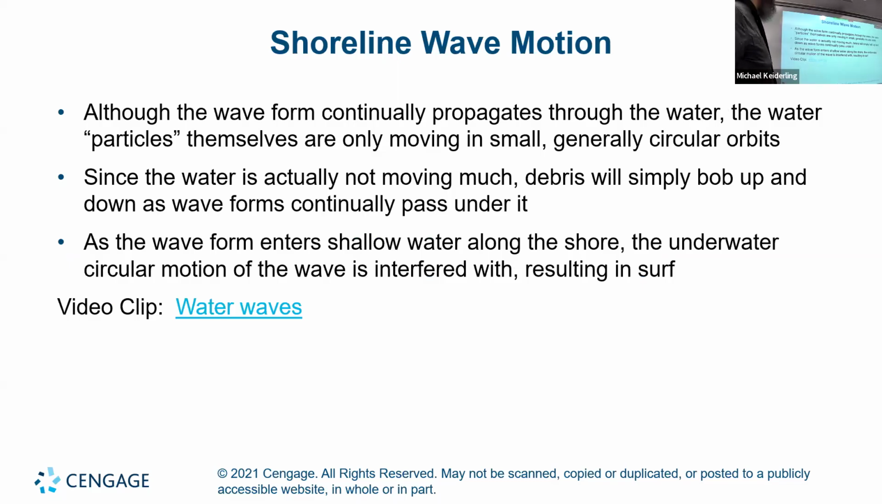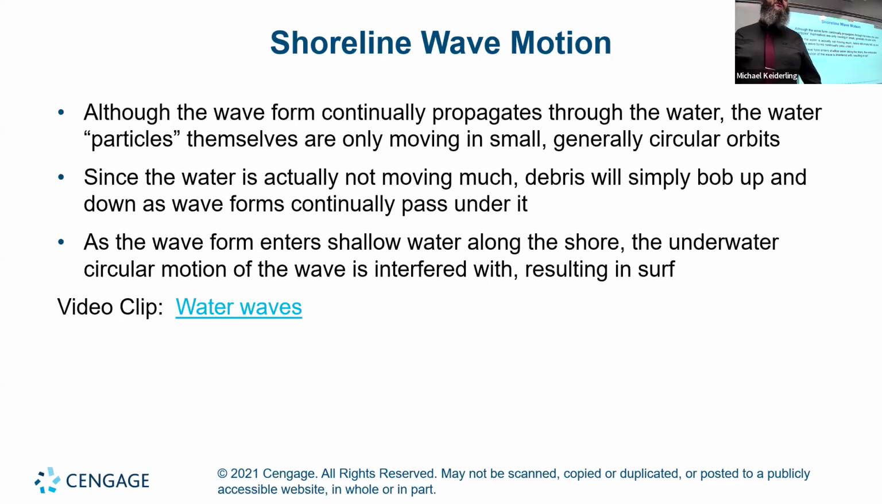So for waves, though the waveform will continually propagate, the water particles themselves are only moving in small, generally circular orbits. If you have a little bit of water in a wave, that water is not going to move to the other side of the ocean. Just the disturbance is going to move. And since the water is not actually moving, things like debris will simply bob up and down as the waveform continually passes under it.